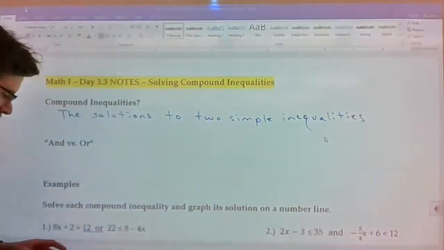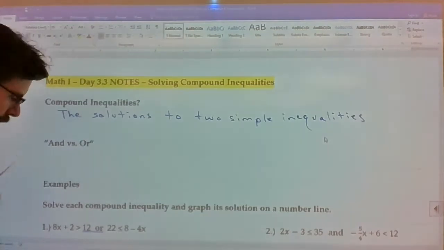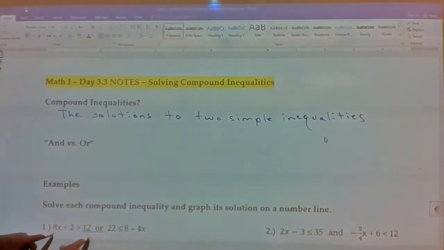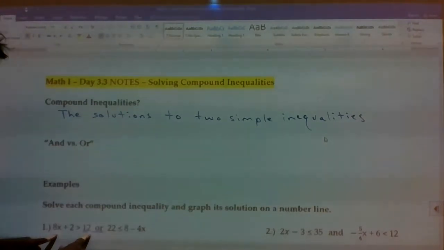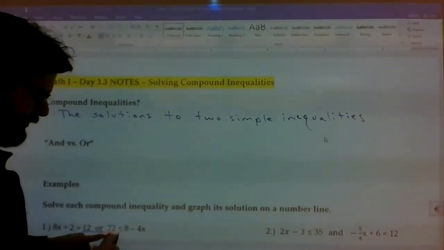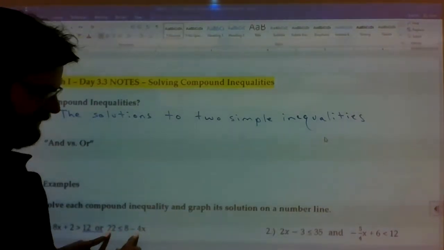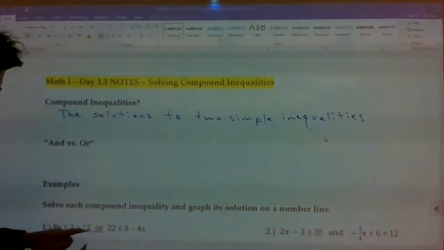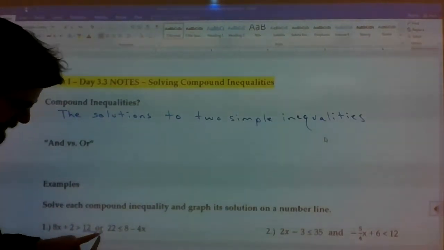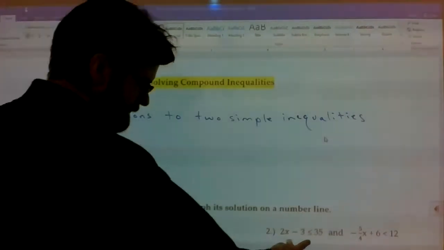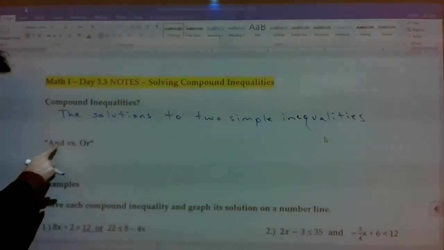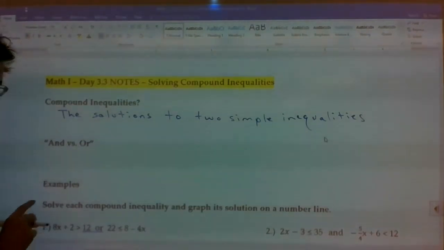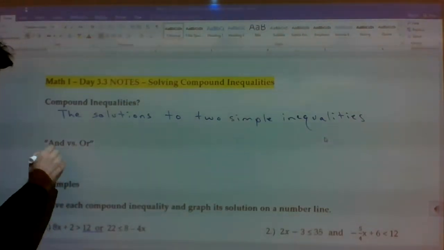So if you look at examples 1 and 2 on your notes, 8x plus 2 is greater than 12 is one simple inequality. 22 is less than or equal to 8 minus 4x is another one. And they're generally going to be separated by two conjunctions, either or and. So when you see and versus or, they're both telling a very different story.